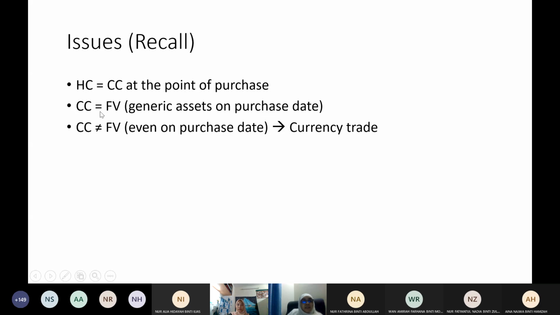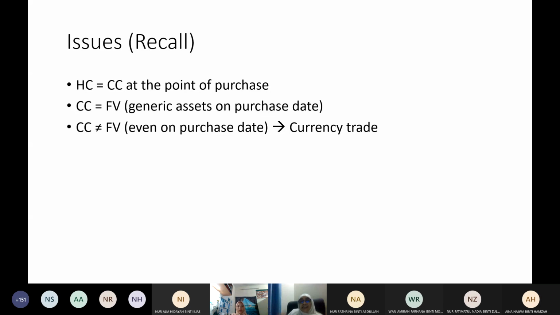And current cost is equal to fair value, again, at the point of purchase, but for generic assets, assets that you can generally trade at market price, where there is an abundance of these items. So generally, in the market, on that date, the selling price will equal the buying price. But there are certain items where even on the purchase date, the selling price is not equal to the buying price.